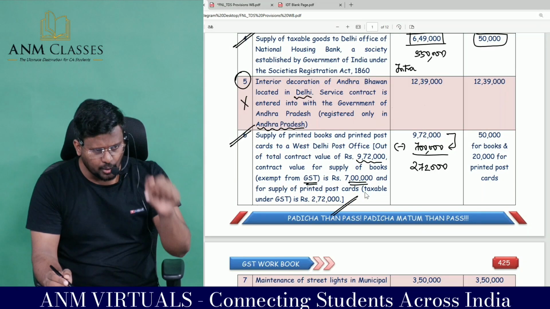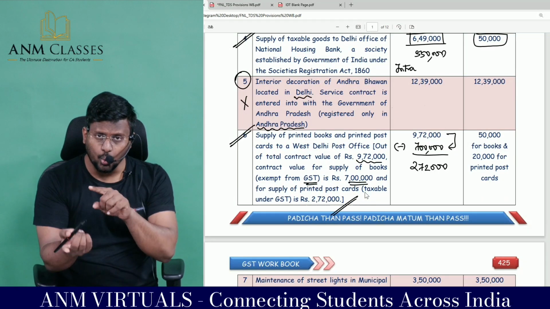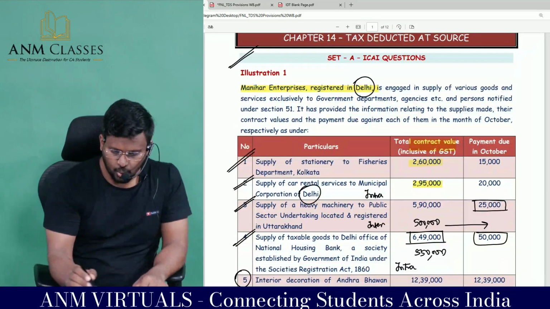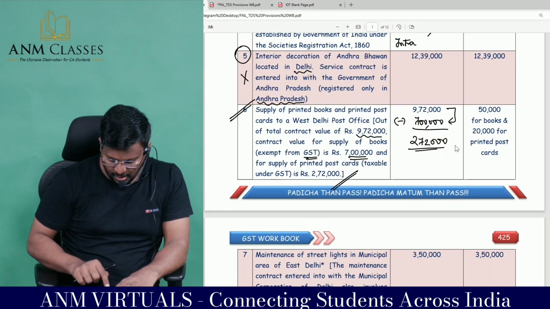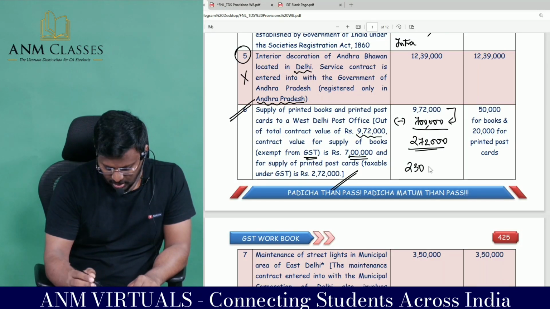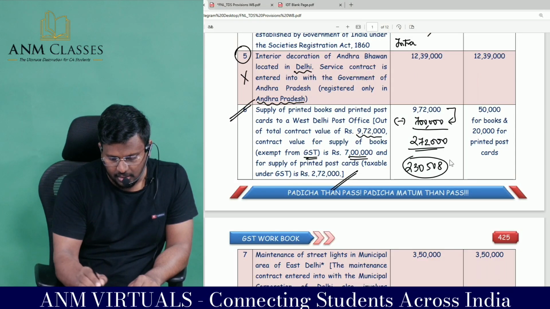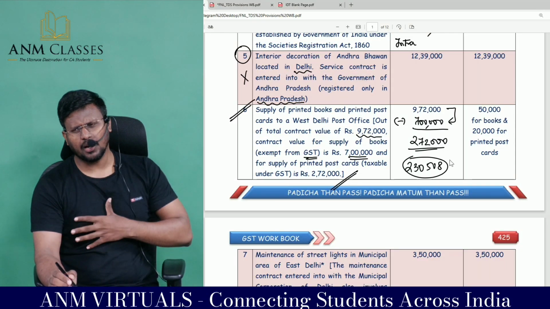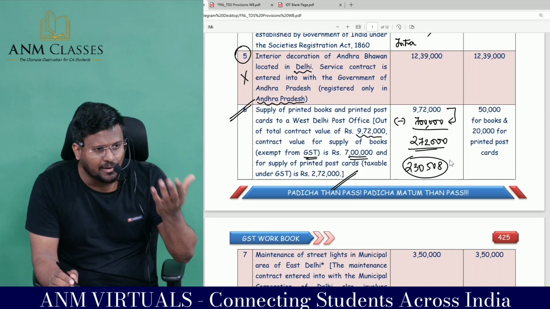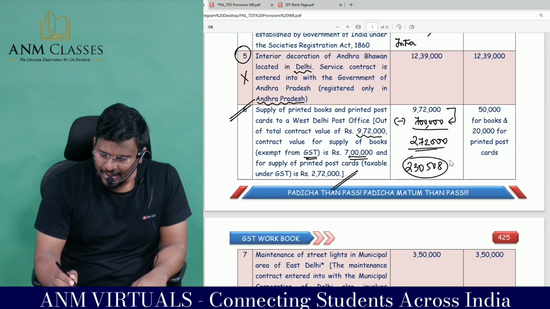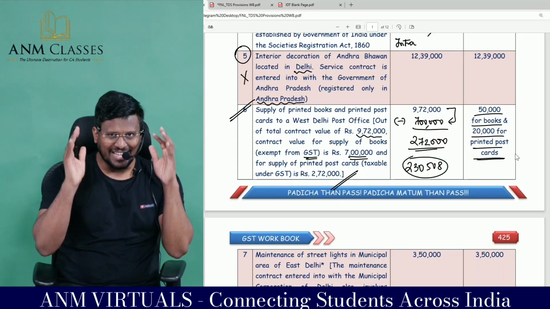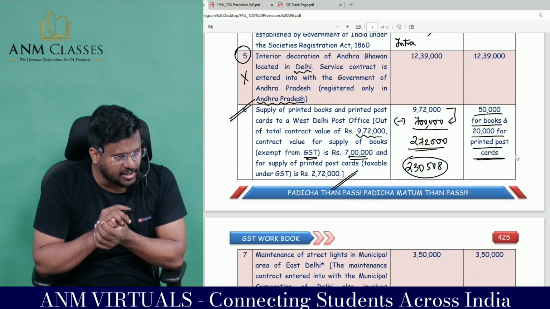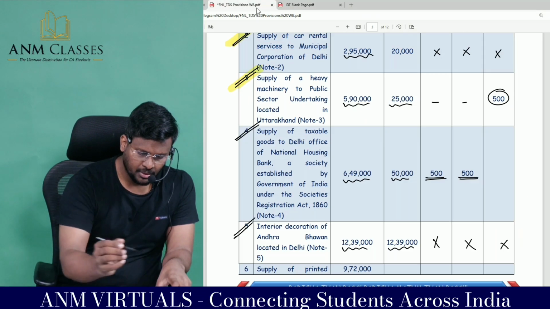Is this 2,72,000, sir, including GST or excluding GST? Total contract value inclusive of GST. So 2,72,000 divided by 118 into 100 comes to 2,30,508. 2,30,000. That means, my dear lovable students, which is less than 2,50,000. Since the taxable value of contract value does not exceed the threshold, no need to deduct. That's what the next one means.